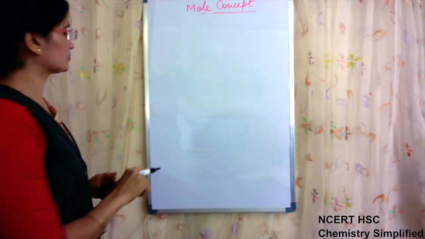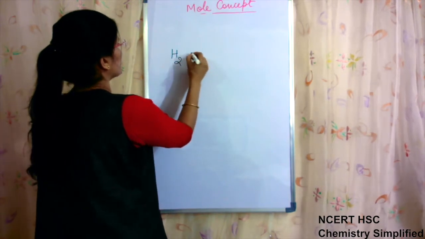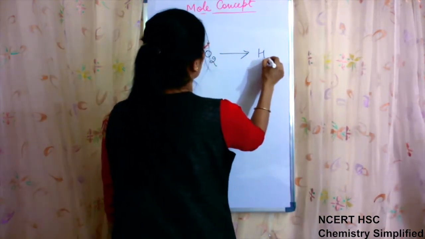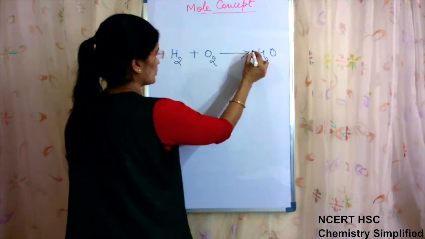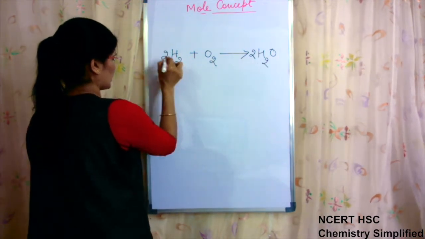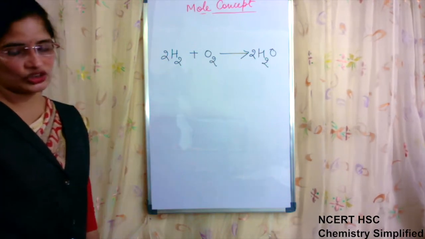Now, if I write another equation, hydrogen plus oxygen, they combine to form water. This equation is not balanced because oxygen is 2 here, so let me write here 2. And because here 2 is written, so again let me write here 2. Now it is a balanced chemical equation.